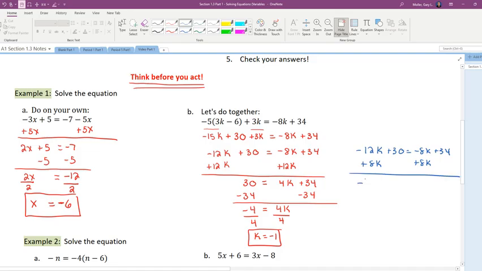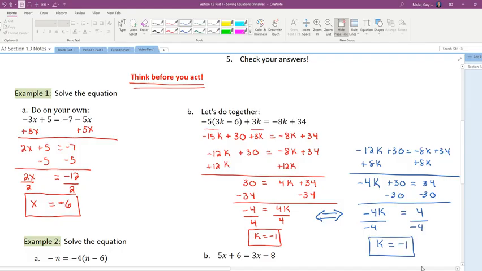Negative 12 plus 8 is the negative 4k, and that's what I was trying to avoid, having that negative, but who cares? And then I get 34. I'm going to move the 30 over, and I get negative 4k equals positive 4. So the only difference in these two lines is that my negative is on my variable, and my constant is positive. Here the constant was negative. But it doesn't matter, because when I divide by negative 4, assuming I remember, I'm left with k equals negative 1. It's the exact same answer.